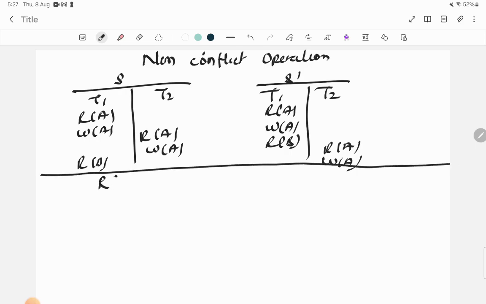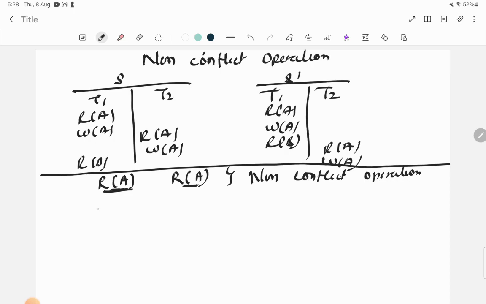For example, a read operation on A, and another transaction is also going to do a read operation on A. So if we are going to read any value, is there anything we are going to change? No, there is nothing we need to change here, because a read operation doesn't cause any conflict, because the data is not going to change. Therefore this pair is called a non-conflict pair.